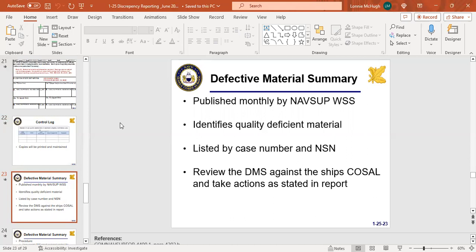This is one of those things you don't want to skip, because if it's defective material and it ends up going in somebody's vehicle and somebody gets killed because of it, you don't want that weight on your shoulder because you didn't do your job. So this is like a recall list, right, sir? Absolutely.